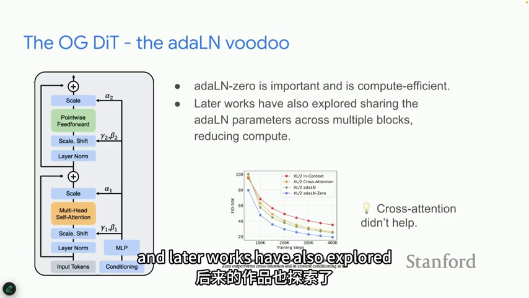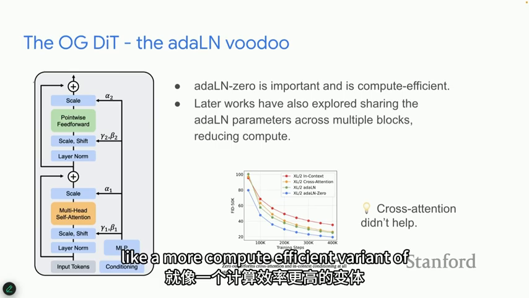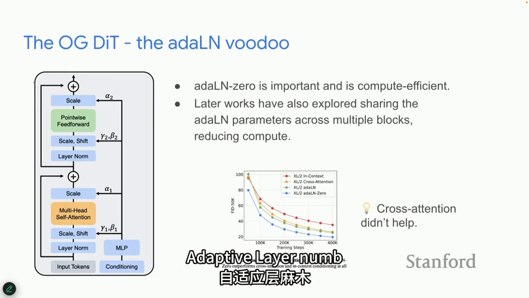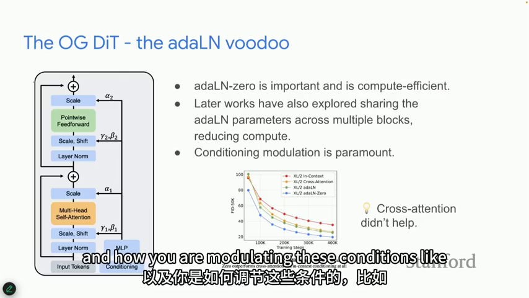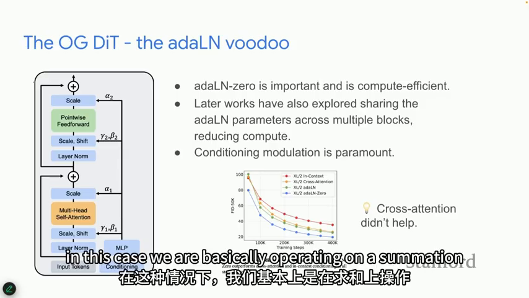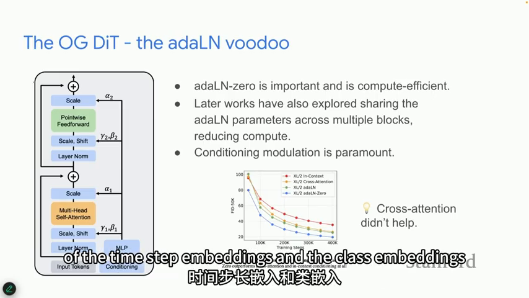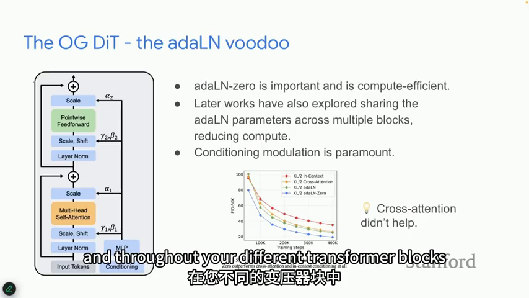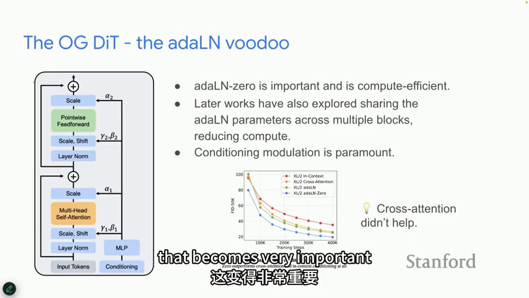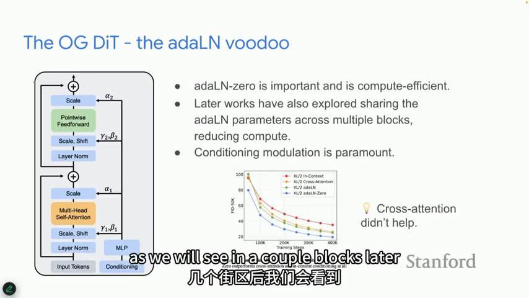And later works have also explored a more compute efficient variant of adaptive layer norm, which we are going to get to in a couple slides later. And how you are modulating these conditions, in this case, we are basically operating on a summation of the time step embeddings and the class embeddings. Now, how you are modulating it across and throughout your different transformer blocks, that becomes very important, as we will see in a couple blocks later.